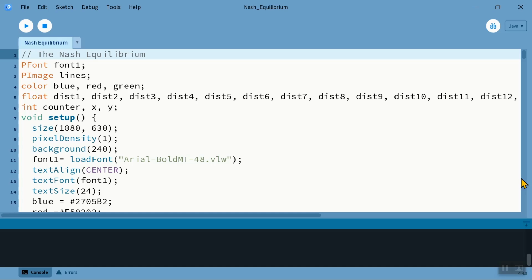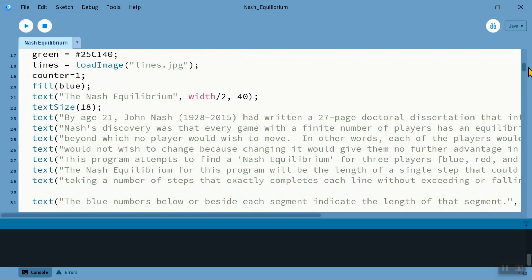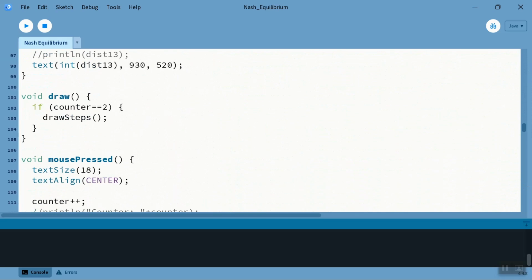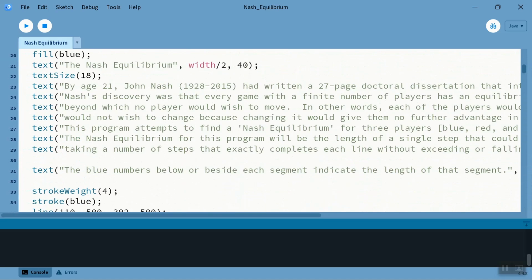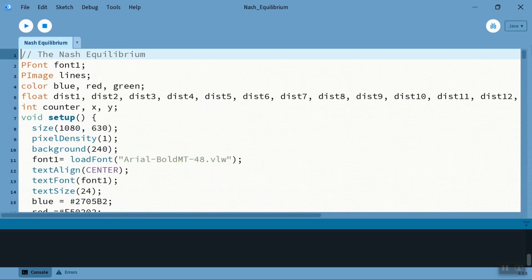First of all, I'll just say this is a program that I wrote while I was camping at Paint Creek State Park. It's not very long. And it's entitled The Nash Equilibrium. So let's take a look.